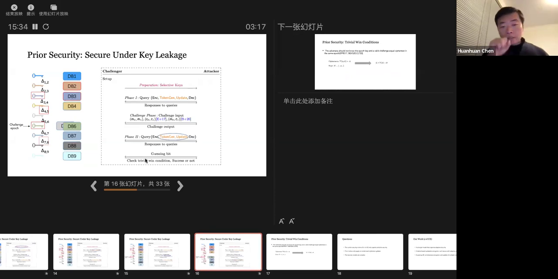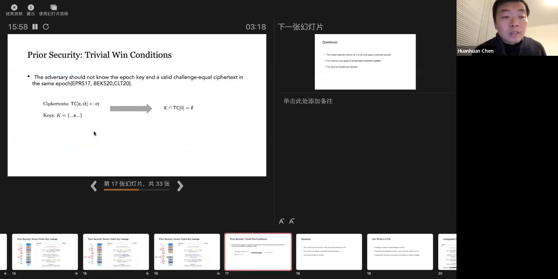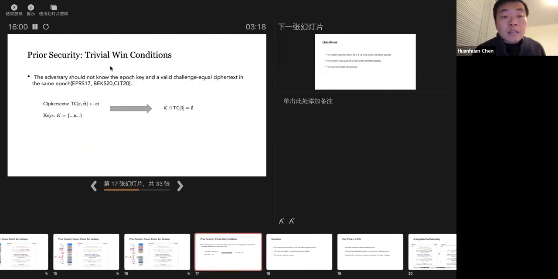And in the end, the adversary proposes a guessing bit. But just like the CCA security level of PKE, there are some trivial conditions. In the CCA security of PKE, the adversary is not allowed to query the decryption on the challenge output, because the adversary can learn the underlying message directly. And also in updatable encryption, there are some trivial conditions.